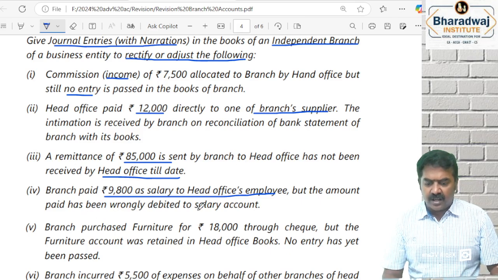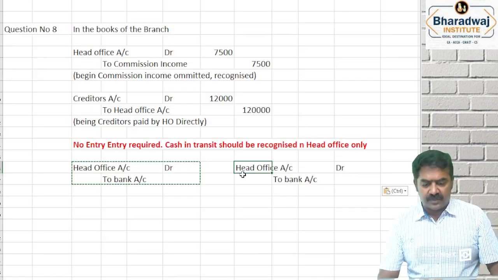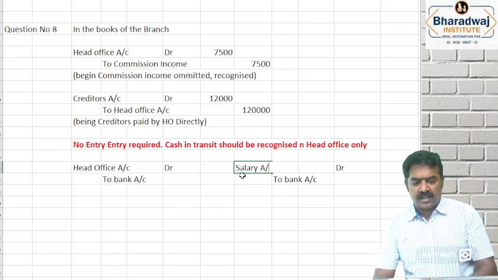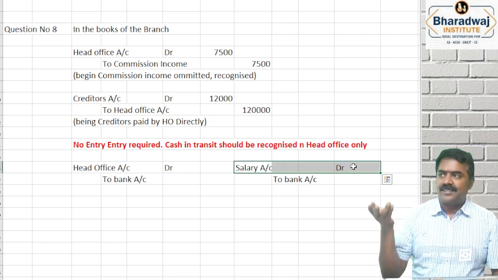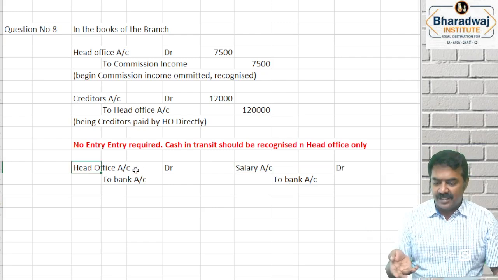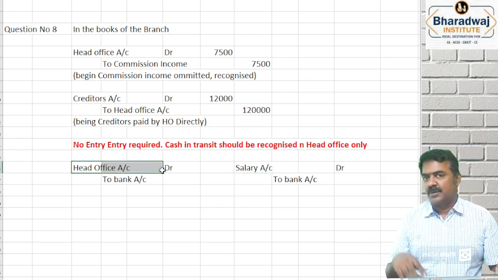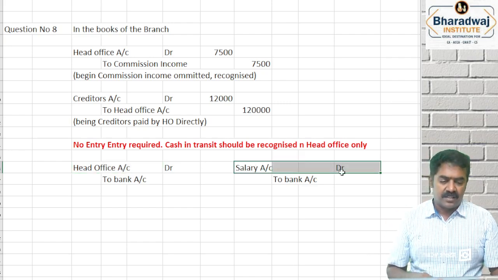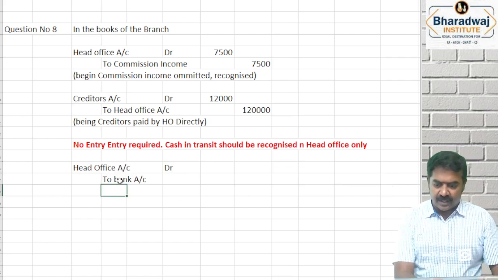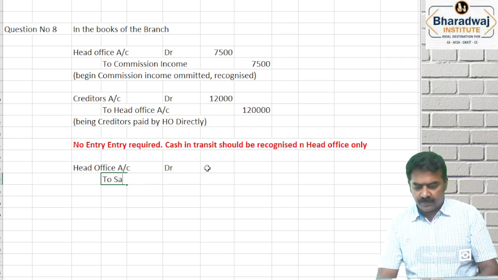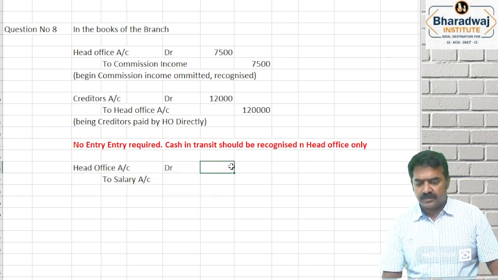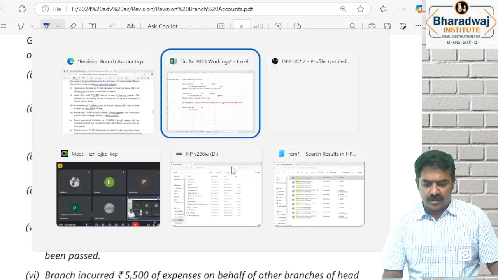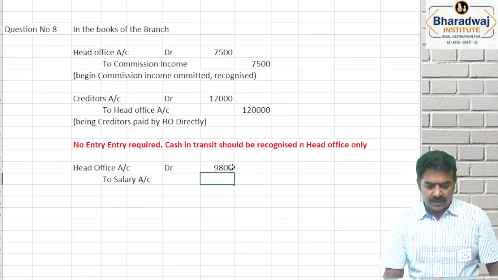The amount has been wrongly debited to which account? Instead of head office account, we debited our salary account. If you debit salary account, it will be shown as the branch's salary. But it is actually head office salary, so you should debit head office account. The branch is paying for head office. So how to rectify this? Salary has been wrongly debited, so credit to cancel. Head office account debtor to salary account, 9,800.